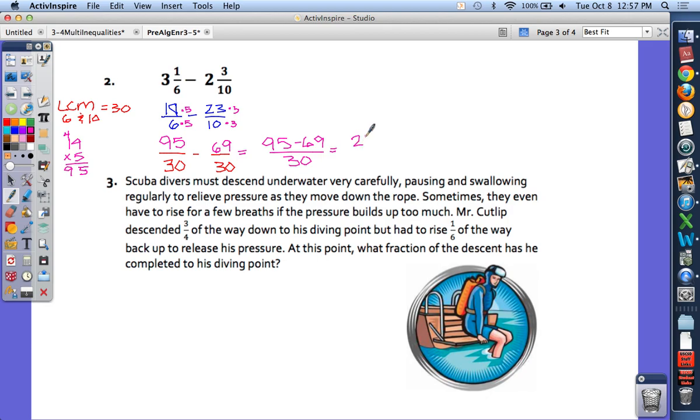It's going to leave you with 26/30. The last step is always to check if you can simplify. You can still simplify here by taking out 2, and what you're left with is 13/15.